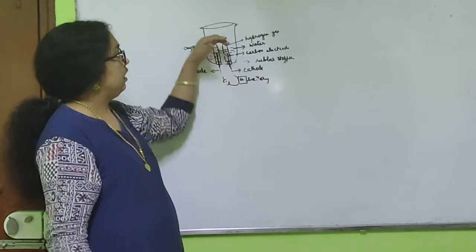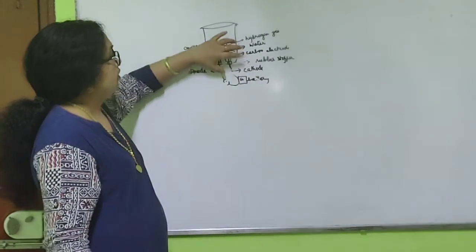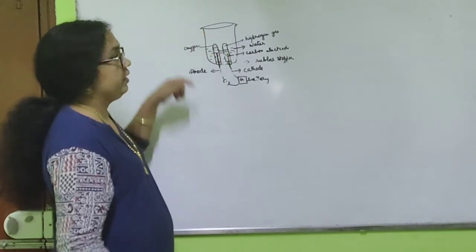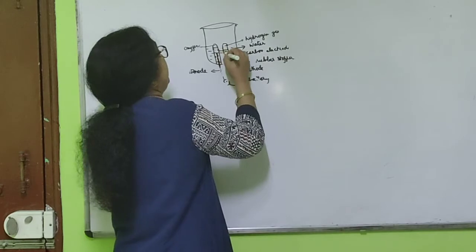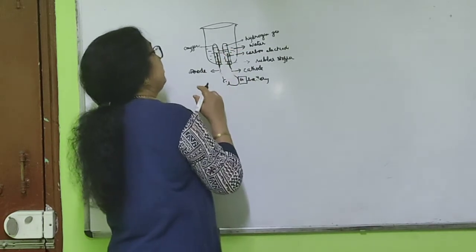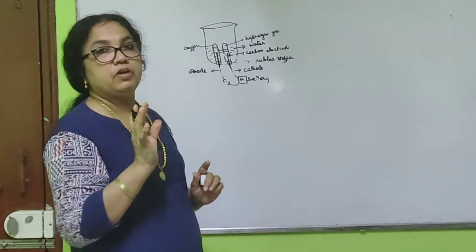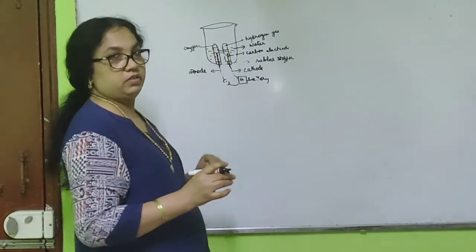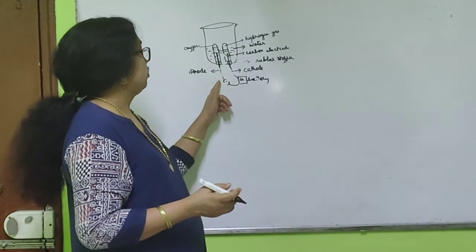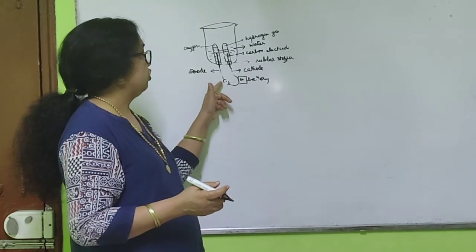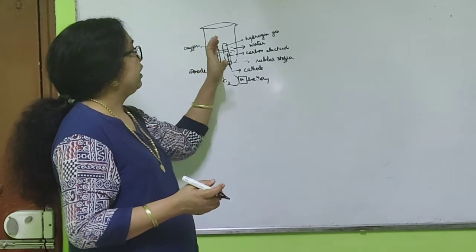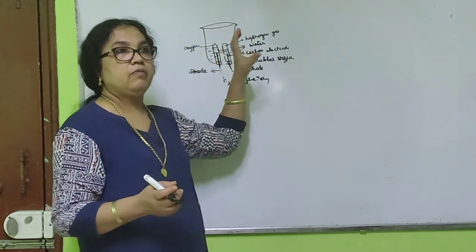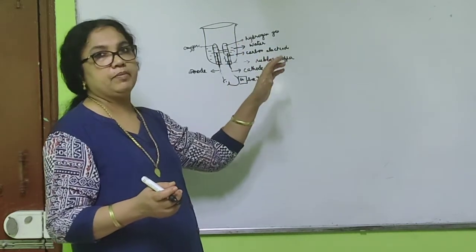Then pour water into this mug in such a way that the electrodes are immersed in it. Then take two test tubes filled with water and invert them over these electrodes. Then switch on the battery. Then keep this apparatus undisturbed for a few minutes. You have to keep it like that.